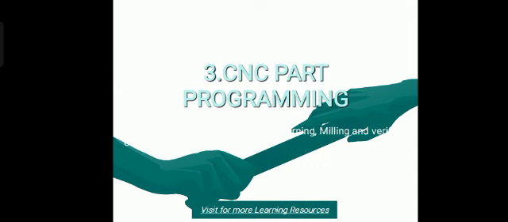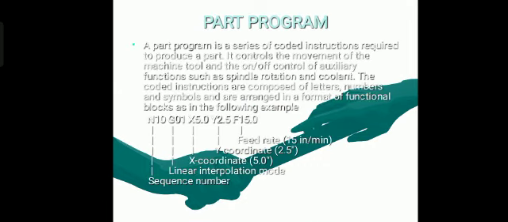This is CNC programming. A part program is a series of coded instructions required to produce a part. It controls the movements of the machine tool and the on-off control of auxiliary functions such as spindle rotation and coolant. The coded instructions are composed of letters, numbers, and symbols and are arranged in a format of functional blocks as in the following example.